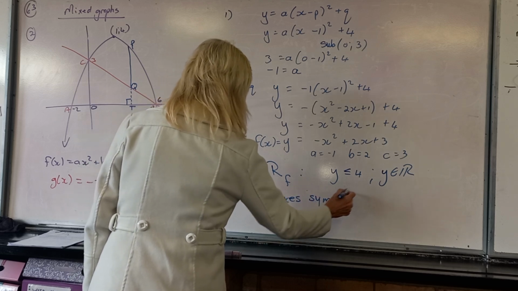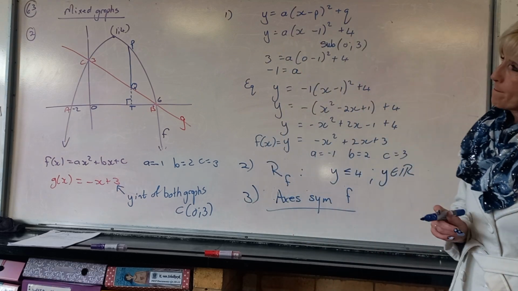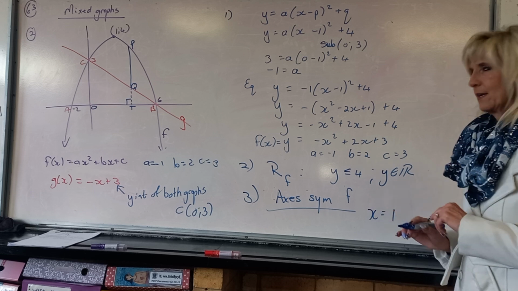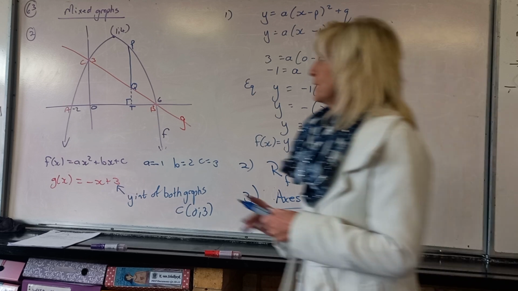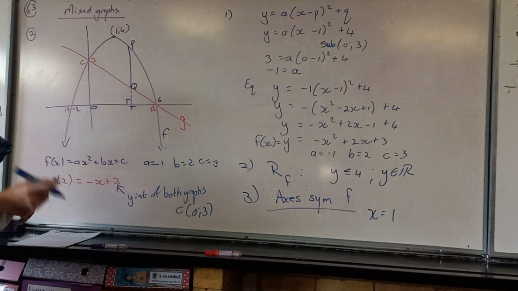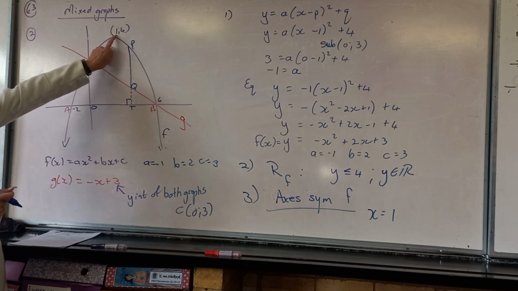So what is the axis of symmetry of f? X is equal to 1. Excellent, guys. It's a lot of information that you've got. The axis of symmetry is the line that goes through the turning point in a parabola. So what determines that equation? The x value of the turning point.